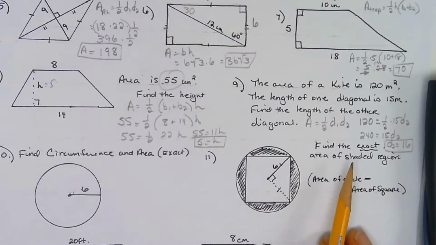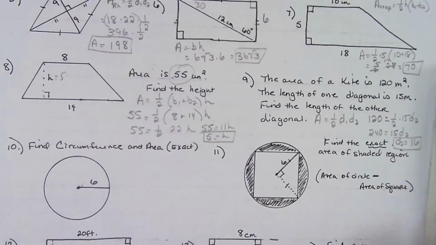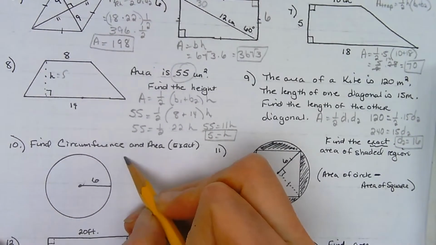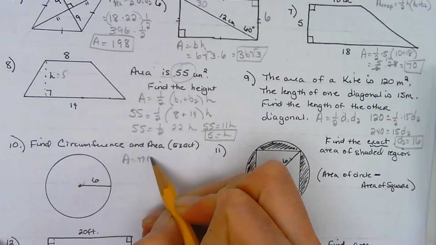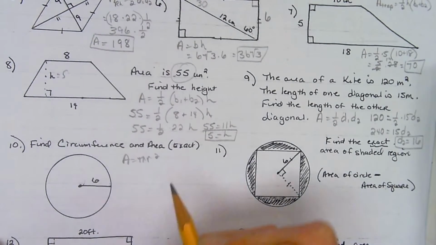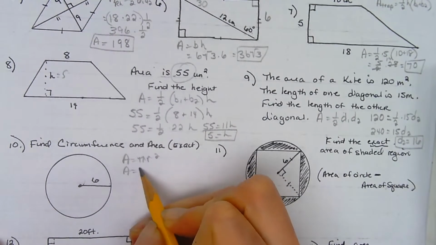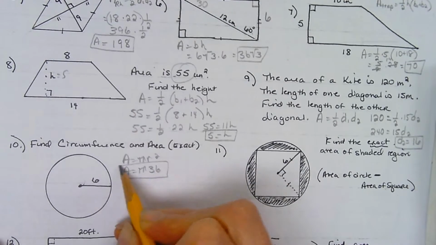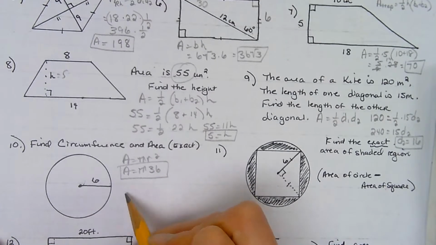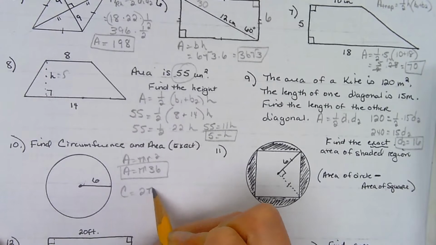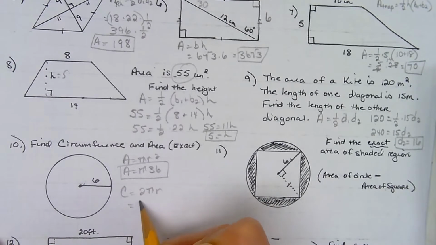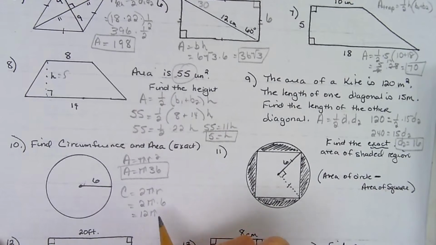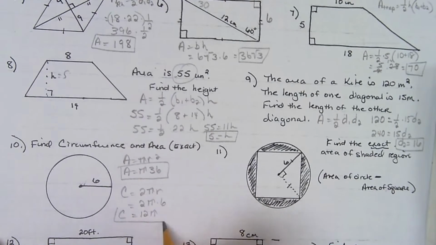Okay, number 10. Number 10 is to find the circumference and the area of the circle given this radius 6. Area equals pi r squared. Area equals pi times 36. 6 squared is 36. There's the area, and that's exact. Circumference equals 2 pi r. Circumference equals 2 times pi times 6. That's 12 pi. So the circumference equals 12 pi.